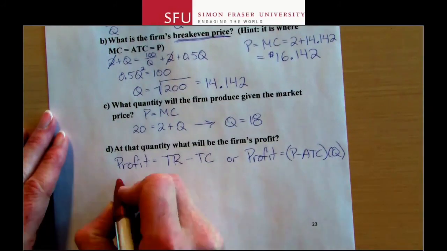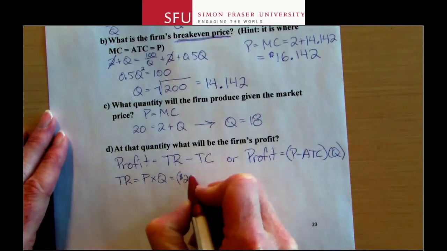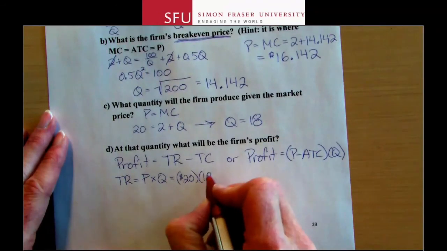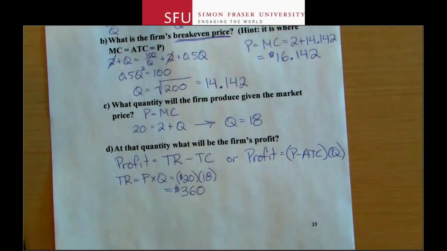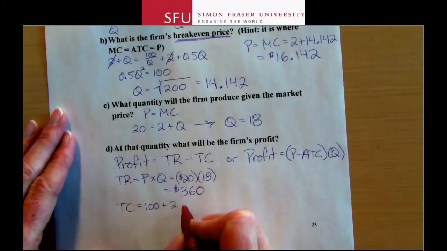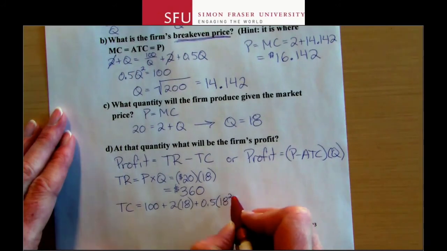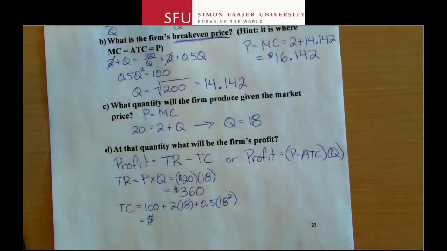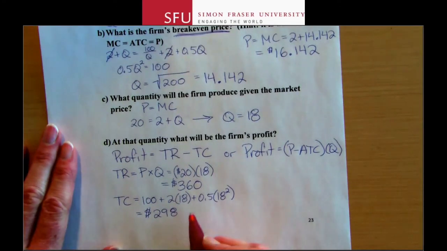So first of all, total revenue is P times Q. And so the market price is $20, and they produce 18 units, we just figured out. So 360. And then the total cost, so we can just use the total cost function. 100 plus 2Q, and Q is 18, plus 0.5 times 18 squared. All right, so that's 298. All right, so then the profit will be $62.